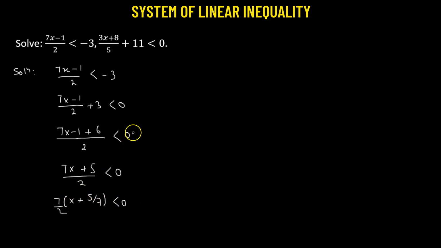So what we'll do, we'll multiply both sides with 2 over 7. So that means we have 2 over 7 multiplied to 7 over 2 multiplied to (x plus 5 over 7). And on the right hand side, we have 0 multiplied to 2 over 7. In doing so, the sign of the inequality is not affected. That's because here we have used the property of linear inequality.